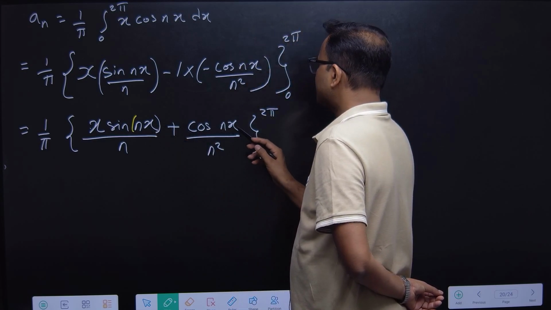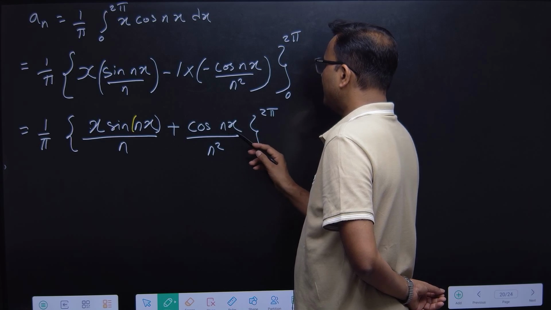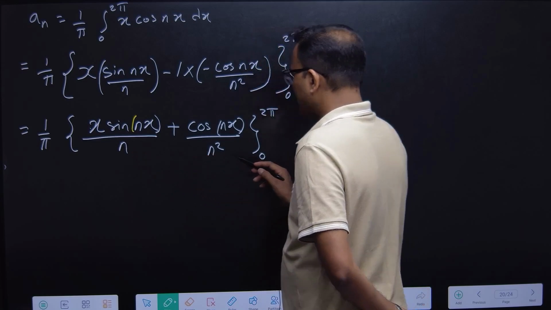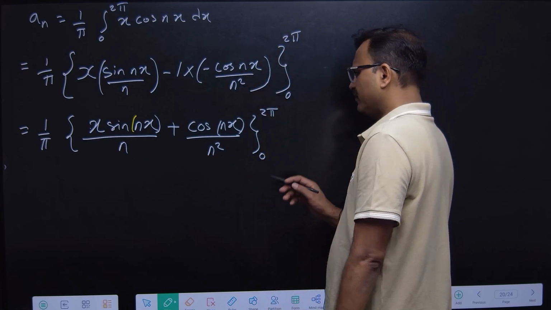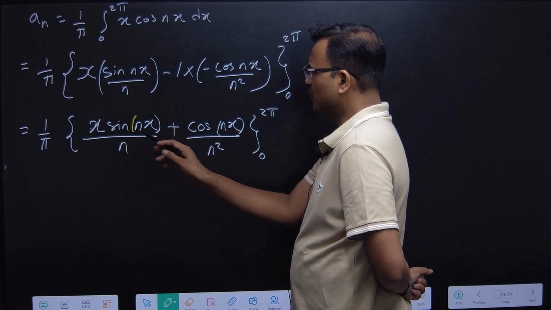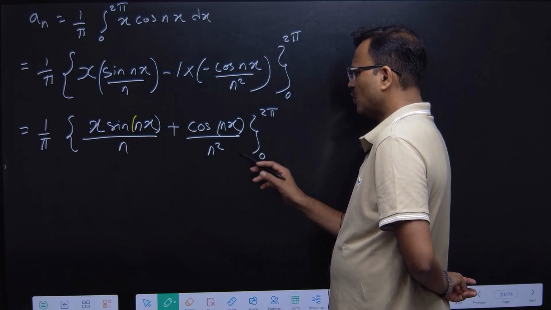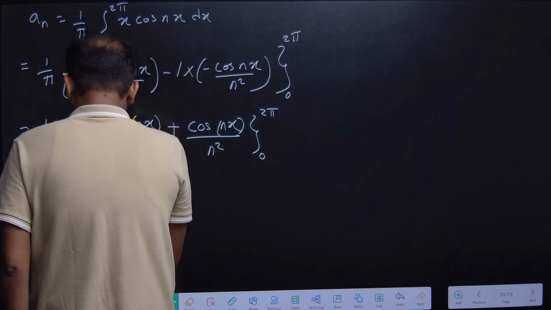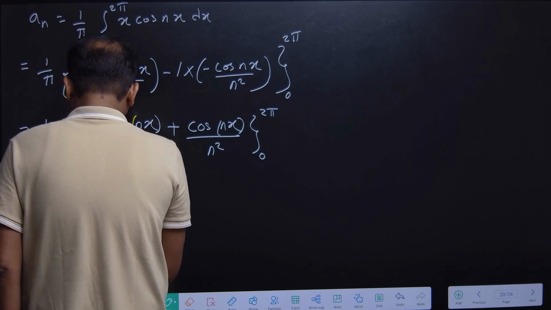Similarly here, if I put x is 2 pi, this will be cos of n into 2 pi, that is cos of 2n pi. That is when you put the upper limit, then minus the lower limit, then wherever there is x, we will put 0. So it will be 0 into sine 0 upon n plus cos 0 upon n square. You see, if we do that, it will be 1 upon pi as it is.